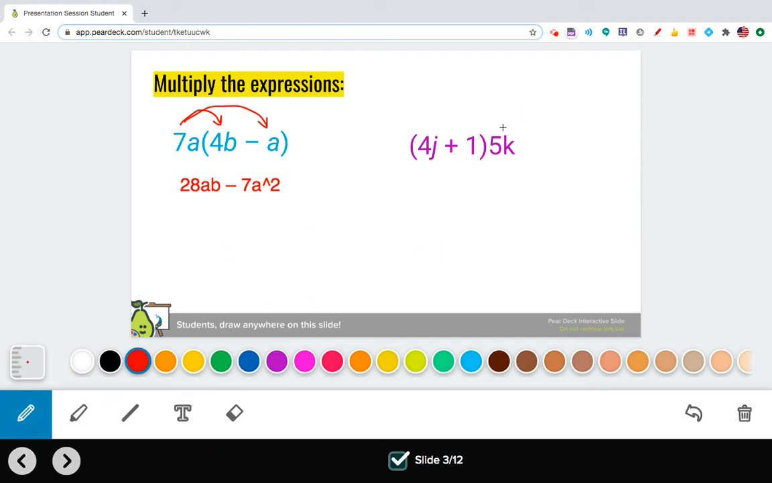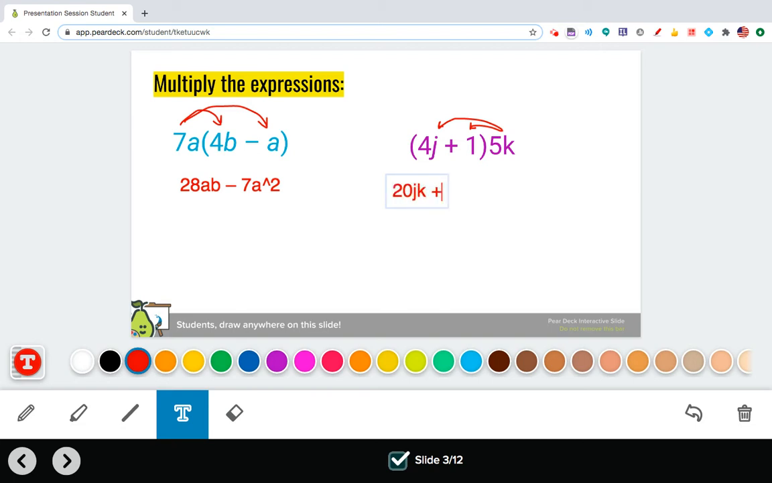Okay, I'm going to do the same thing over here. I'm going to notice that the 5k is outside of the parentheses, so I'm going to distribute it to both terms. And when I do, I'm left with 20jk plus 5k. All right, so that's just a review of multiplication.